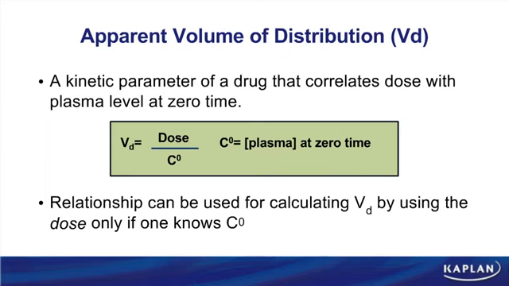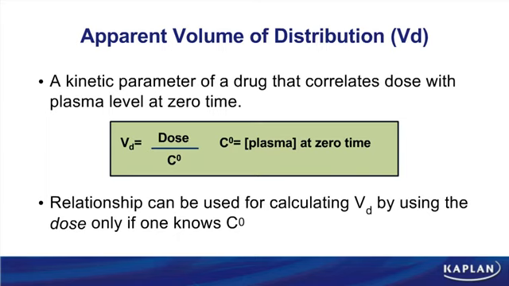But let's think about it for a moment. What does the equation really tell us? It tells us that volume of distribution and plasma concentration are inversely proportional. Do you see that? They're inversely proportional. So if I give a certain dose of a drug, and most of that dose stays in the plasma, if my C0 is a higher number, that means my volume of distribution is going to be a lower number.